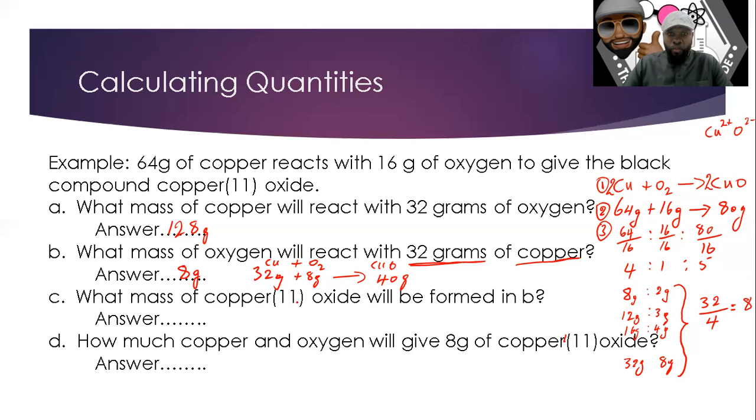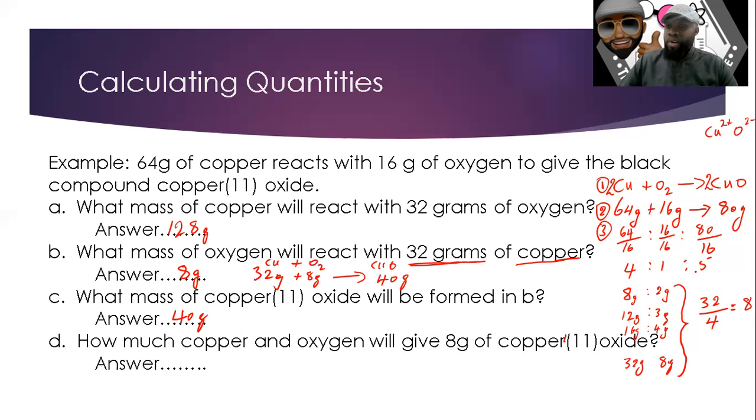So what mass of copper 2 oxide will be formed in B? The answer there would be 40 grams. Okay, moving on to section D. How much copper and oxygen will give 8 grams of copper oxide?